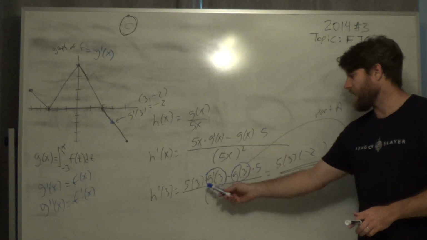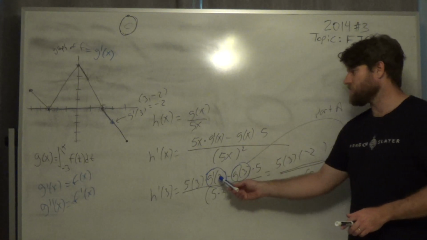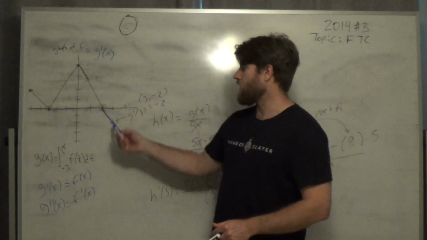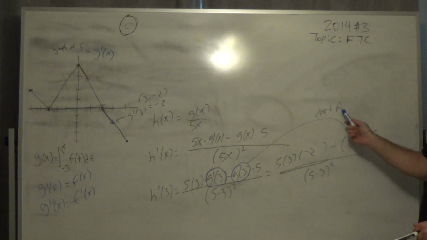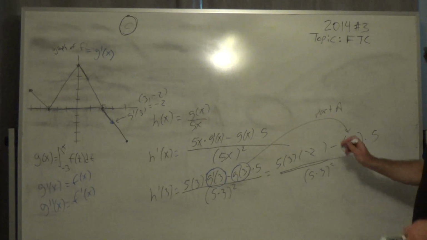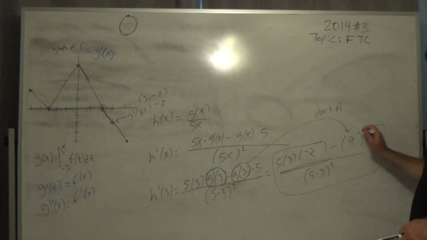Again, I did the quotient rule. I replaced every x with a 3, and I found these two values. Since this was the graph of g prime x, g prime 3 was just the ordered pair, negative 2. And g of 3 was our answer from part A. And that's our answer. Do we need to simplify this? No.